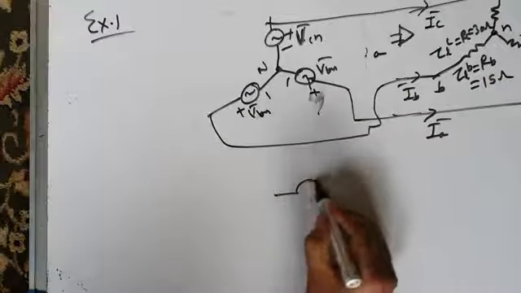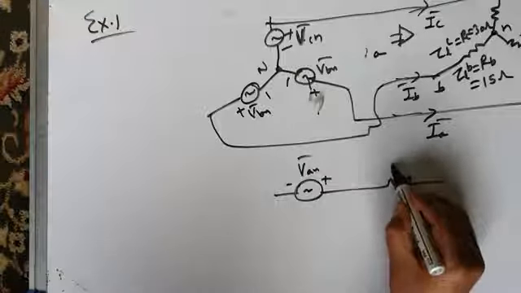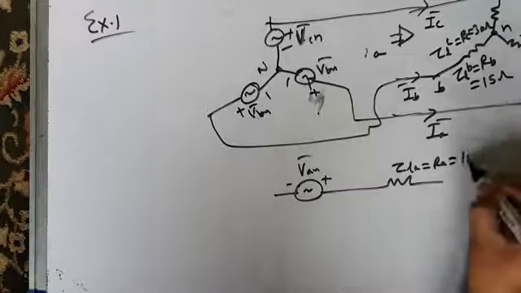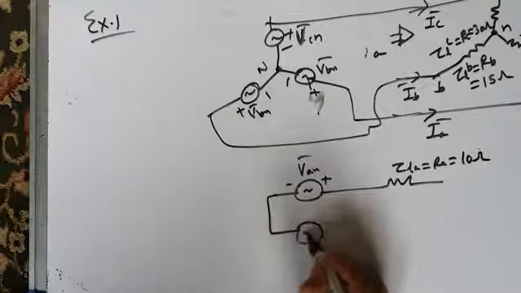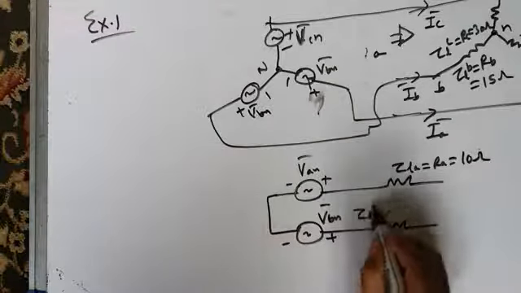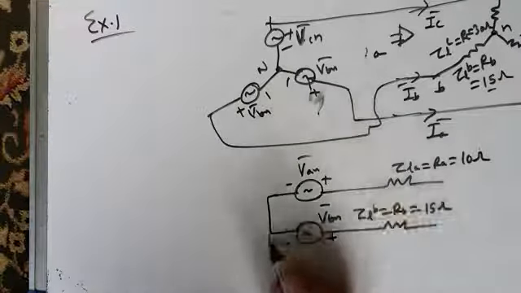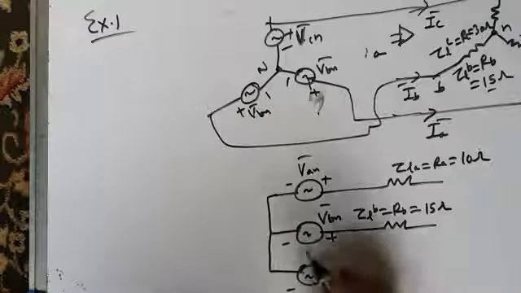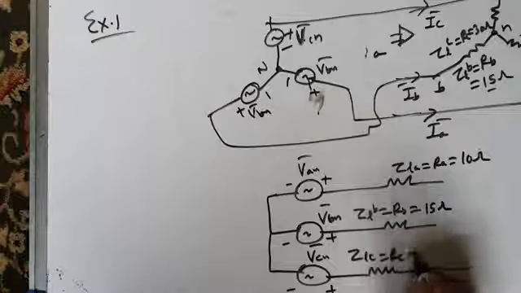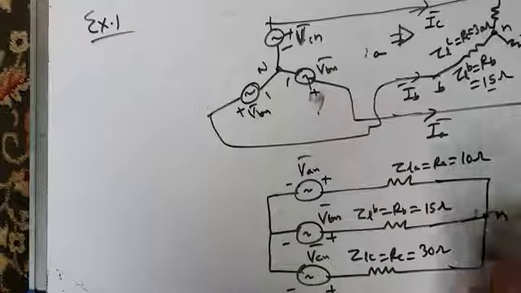इसको हम ऐसे भी ड्रॉ कर सकते हैं ना. Simply we can draw like this. This is VAN. This is ZLA equal to RA equal to 10 ohms. This is VBN. This is ZLB equal to RB, which is 15 ohms. This is VCN. And this is ZLC equal to RC, which is 30 ohms. This is load neutral and this is supply neutral.